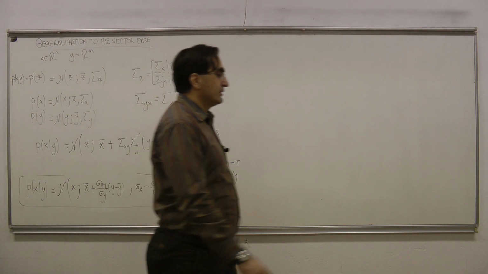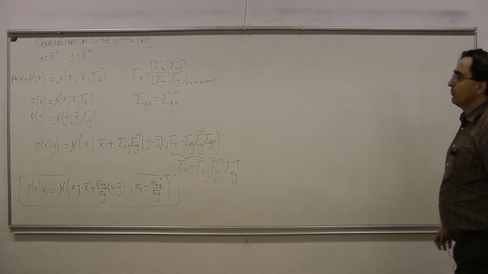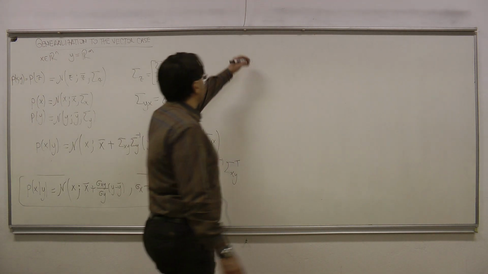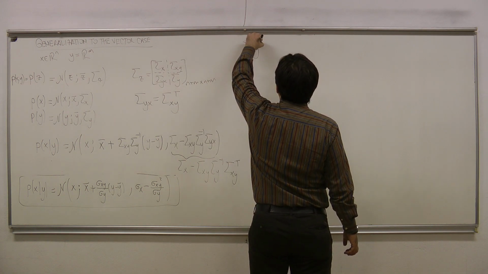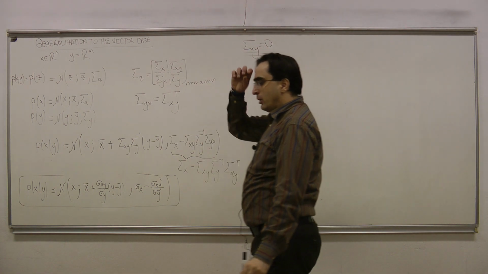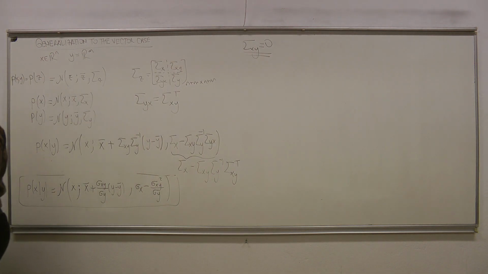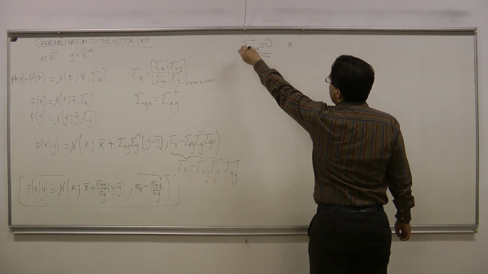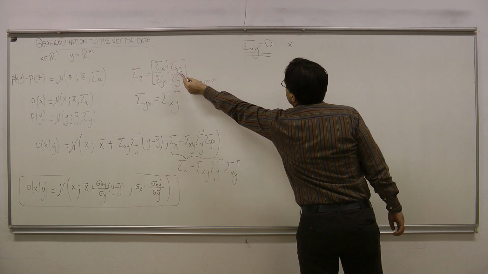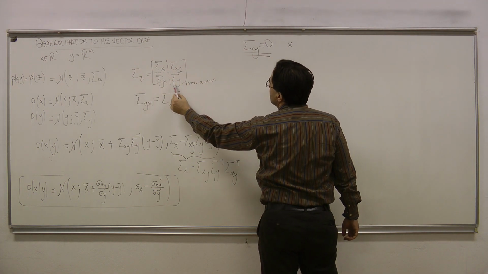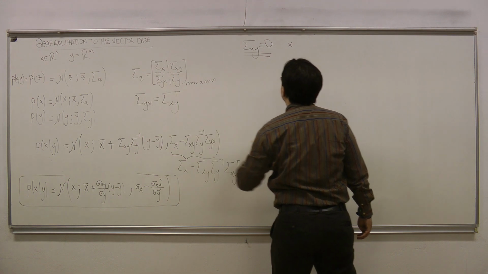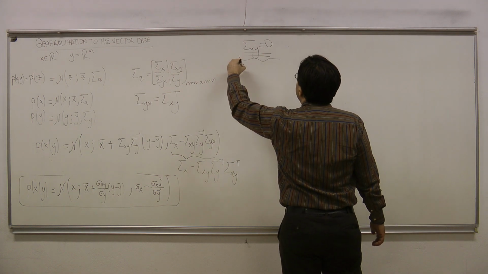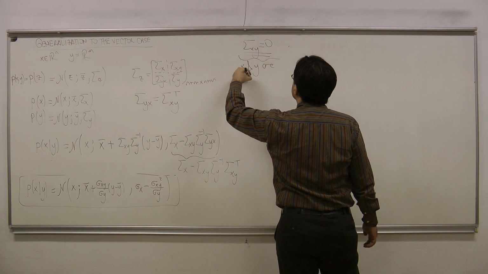Now the last thing that I'm going to do here is to show you what is going to happen when I have sigma xy equal to 0. If sigma xy is equal to 0, then what does this mean? This means that x and y are uncorrelated. Remember, this is the cross covariance matrix here, not the marginal covariance. So if sigma xy is equal to 0, x and y are uncorrelated.